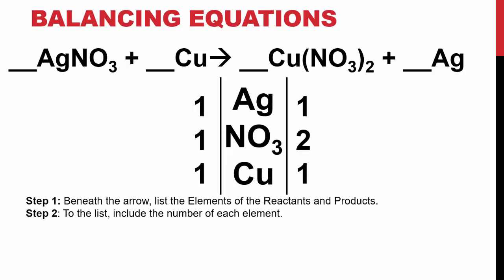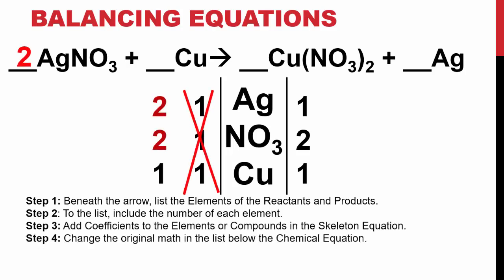We have 1 silver ion, 1 nitrate ion, and 1 copper atom, all on the left-hand side. On the right-hand side, we have 1 silver atom, 2 nitrate ions, and 1 copper ion. So the only thing imbalanced at the moment is the nitrate. So let's balance the nitrate. We're going to put a 2 in front of the AgNO3, and don't forget to change the list. When you put a 2 in front of there, you get 2 silvers and 2 nitrates.